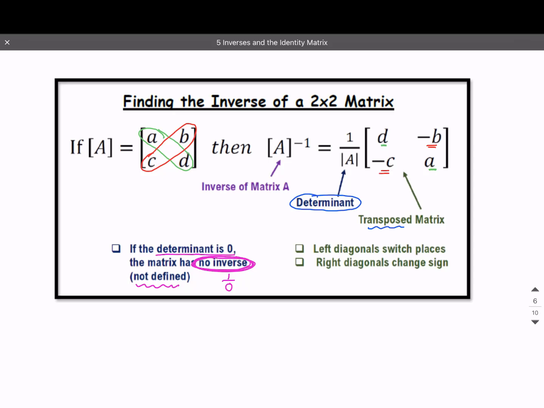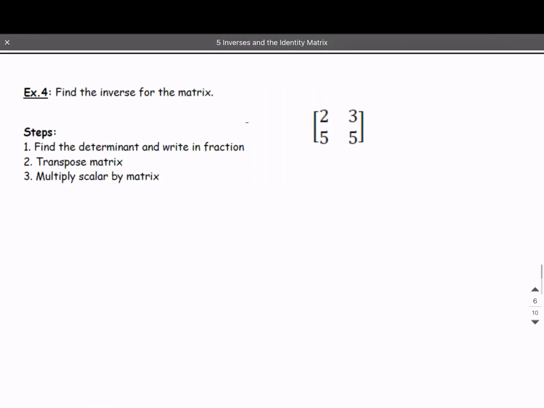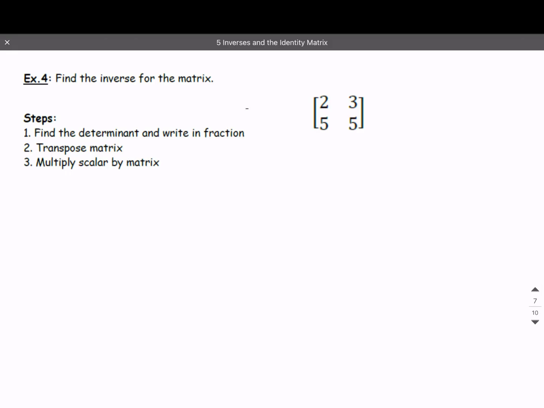So let's go step by step through this process. So we're going to find the inverse for the matrix 2, 3, 5, 5. So the first step is to find the determinant. So we're going to write this as the determinant of 2, 5, 3, 5. Now remember, when we do this, we multiply on this diagonal minus, we multiply on this diagonal, and we're going to have 10 minus 15, which is negative 5.